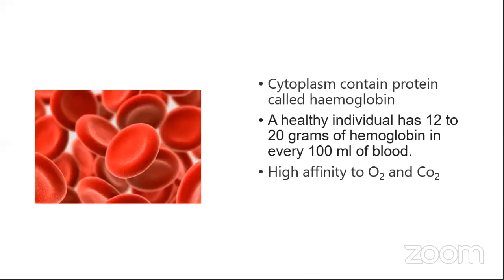Because the red blood cells have one iron-rich protein called hemoglobin. Hemoglobin has a high affinity for both carbon dioxide as well as oxygen. Each molecule of hemoglobin is able to carry 4 molecules of oxygen. Approximately 100 ml of blood has 20 grams of hemoglobin, which has a high affinity to oxygen as well as carbon dioxide. It is one important protein that carries the oxygen and supplies the oxygen to the cellular level.